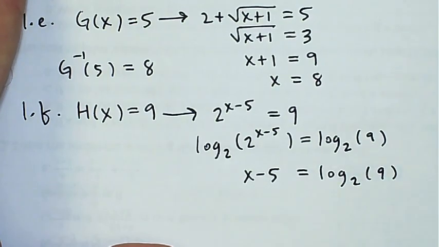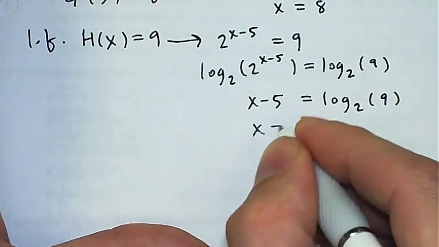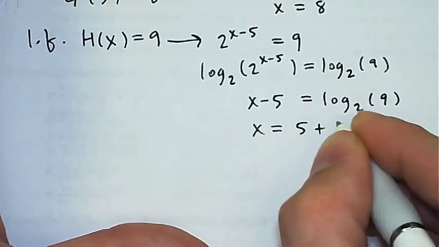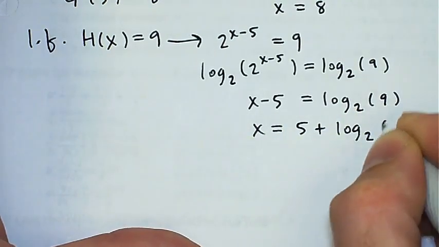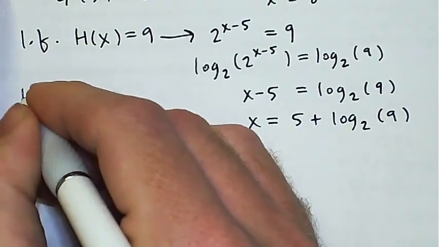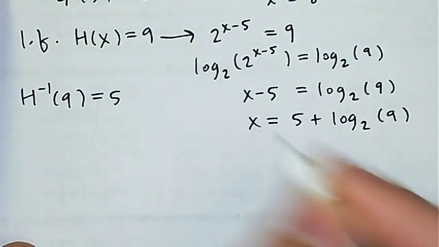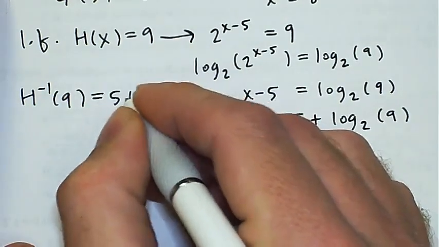And then I'll solve for x by adding 5 to both sides. And I'll see, all right, x equals 5 plus log base 2 of 9. And so I'll report that h inverse of 9 is equal to 5 plus log base 2 of 9.